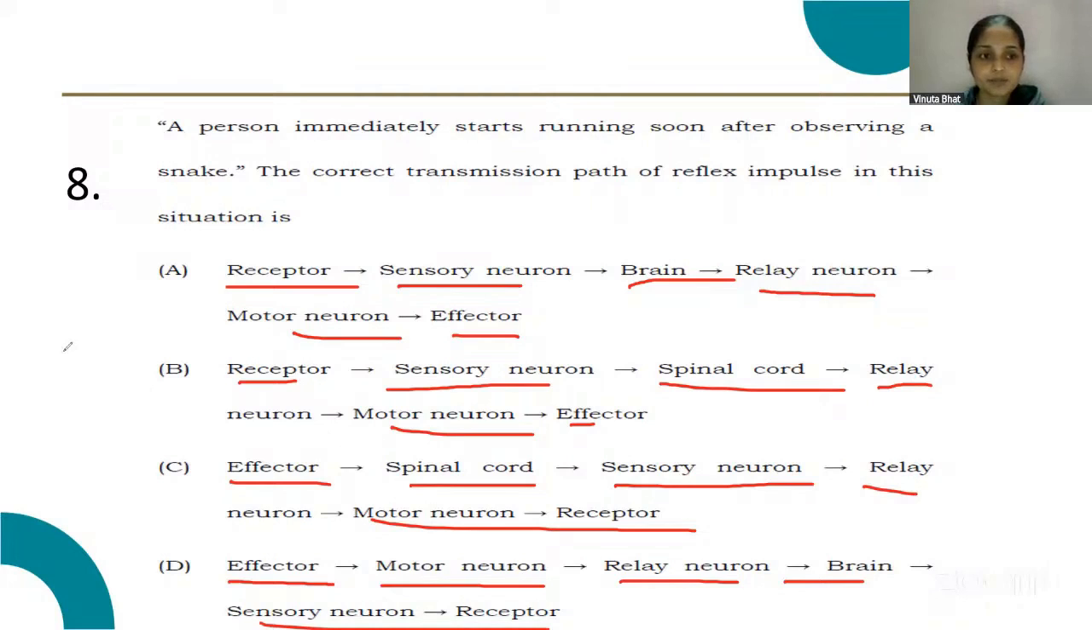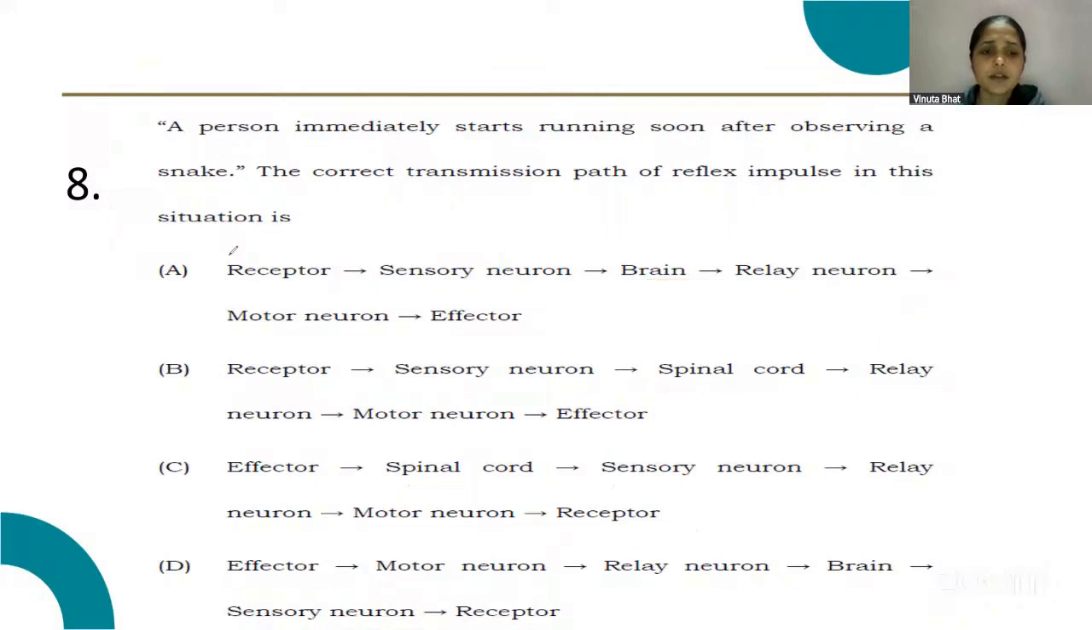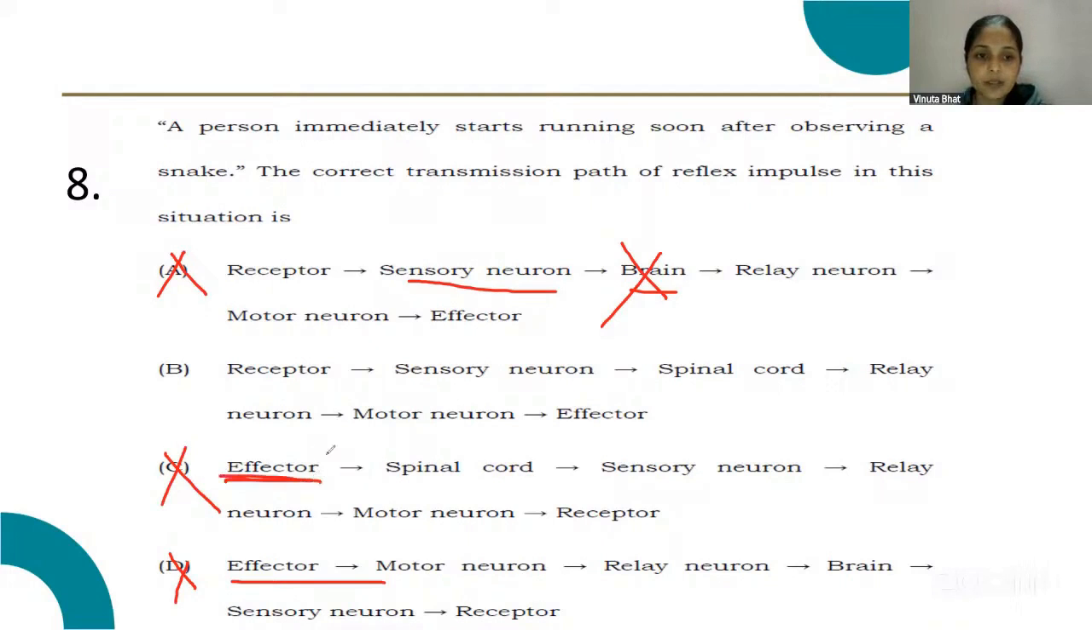Here, receptors, so that is the first step in the reflex action. So you can eliminate option D because effector is at the first, then sensory neuron, brain. Here brain is not involved in this process, so option A is also wrong. See here also effector is there. So first the changes in the environment are received by the receptor.